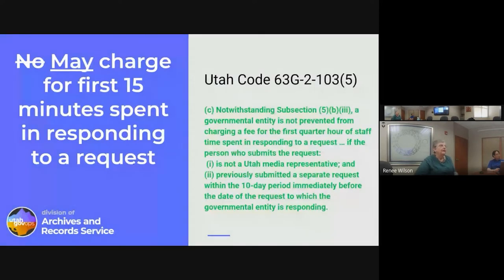So that means if someone submits more than one request within a 10-day period, then you can charge for the first 15 minutes of staff time for responding to the subsequent request beyond the first one. So since the legislature wants to accept the media, we have to define what a media representative is.